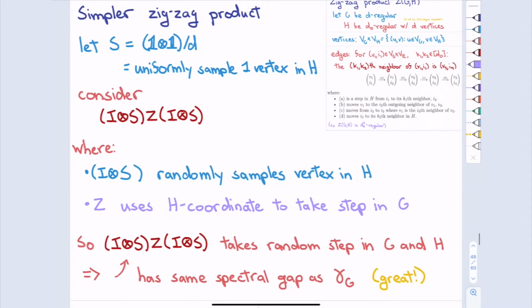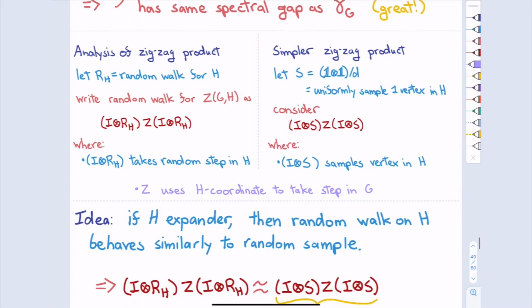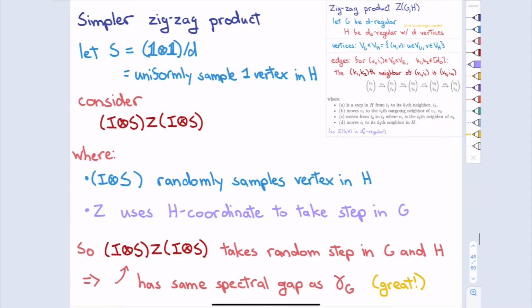Now, contrast that to the following. Suppose that was supposed to be erased, but it's not. That's okay. All right. So let's let S denote not a random step in H, but randomly sampling any vertex in H. That's just like the all ones matrix normalized by D, where D is the number of vertices in H. So S, standing at some vertex in H, will send you anywhere in H uniformly at random, as if the graph was a complete graph with self loops.